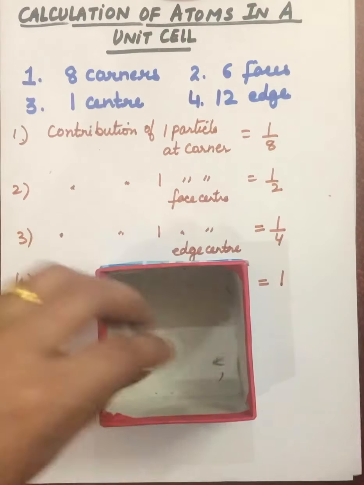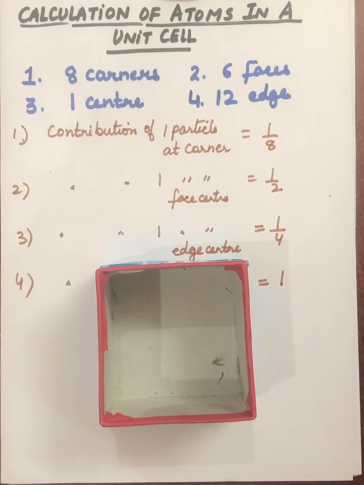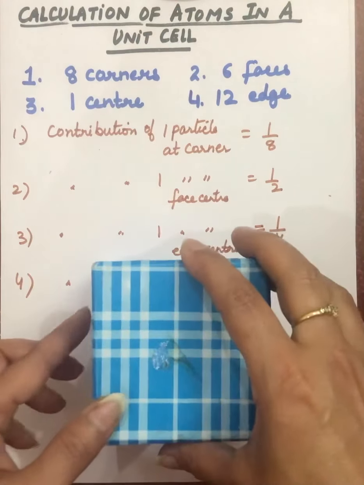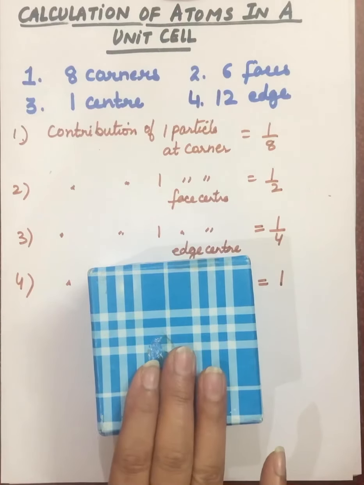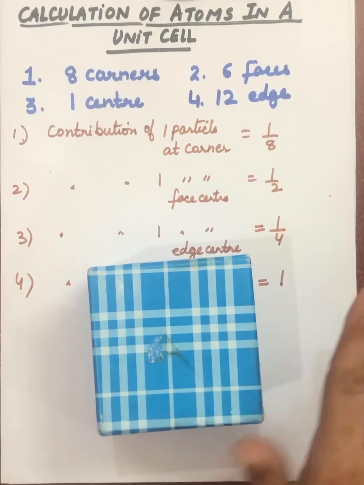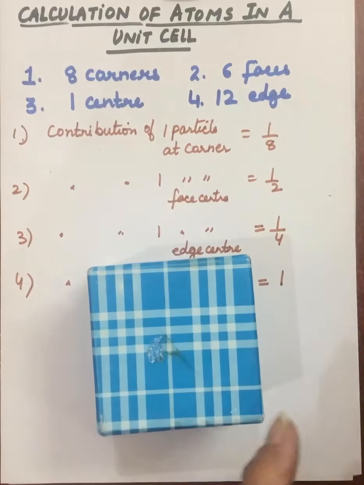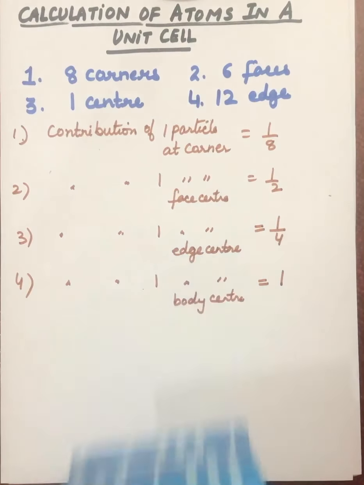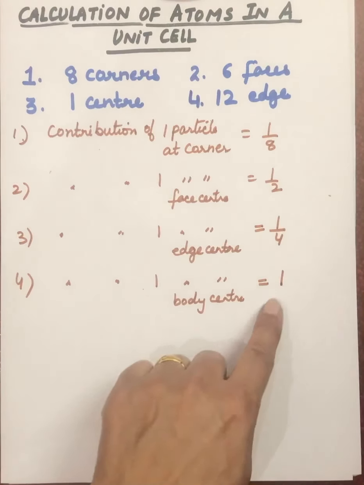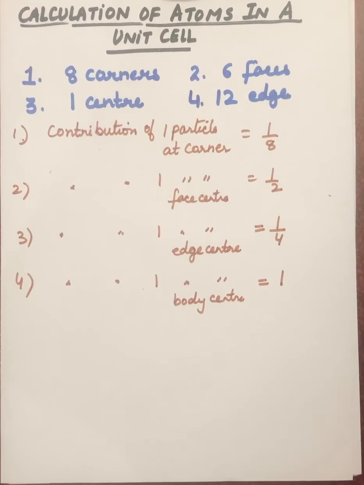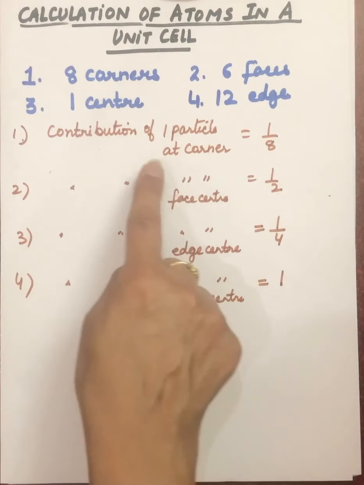And the one that is at the body center, meaning inside this unit cell, any particle which goes inside this, like this particle goes inside, belongs only to this unit cell. It is not shared by any of the unit cells which are around it. So this belongs completely to one unit cell only. I think now these points are clear to you.